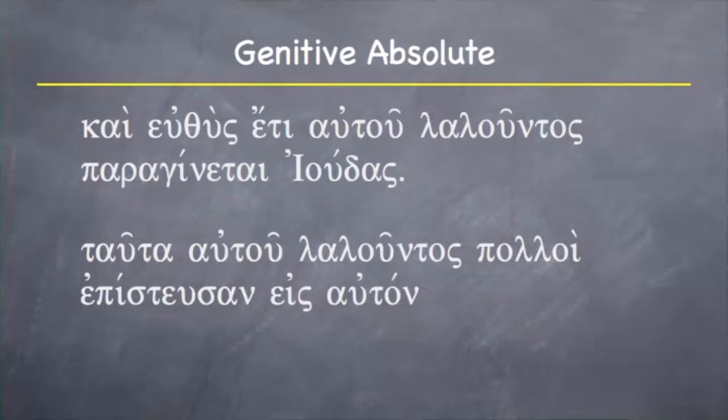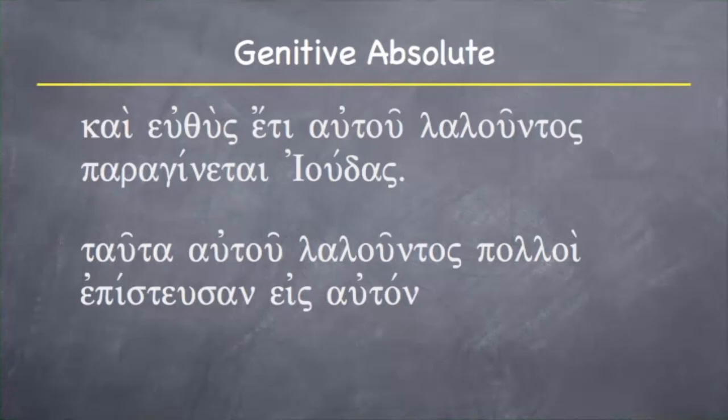Okay, most of the participles in genitive absolutes are temporal, and so you can add while or after. And so you would say, "and immediately while he is speaking," and then the eti is just a little adverb, "and immediately while he is still speaking, Judas comes." Okay, did you follow that?